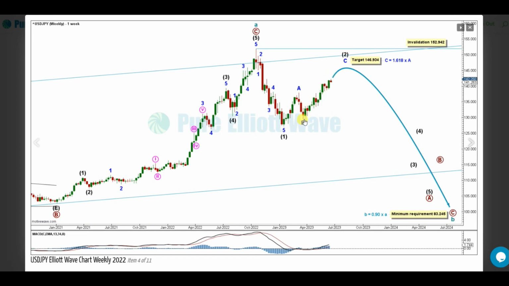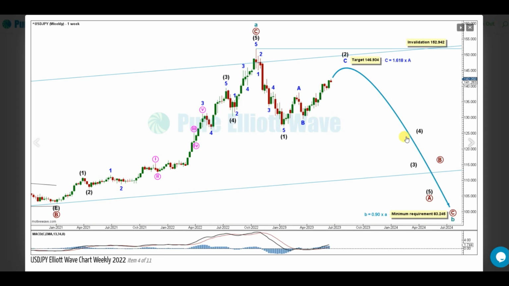is unfinished, which I'll show you on the daily chart, and we have a little bit more room for upward movement. Our target for that is 1.618 times the length of minor A, and that would be at 146.934. So close to the top of that Elliott channel, and the technicals do agree with that, showing there's a little bit more room for some upward momentum before we resume the larger bear market downwards.